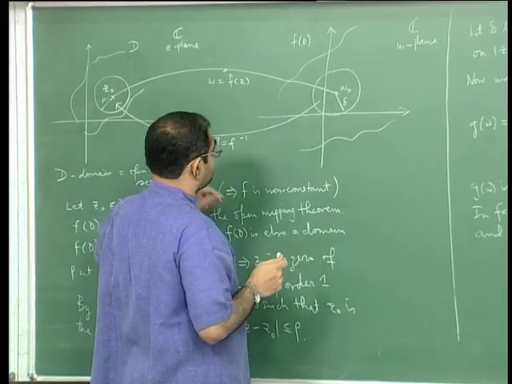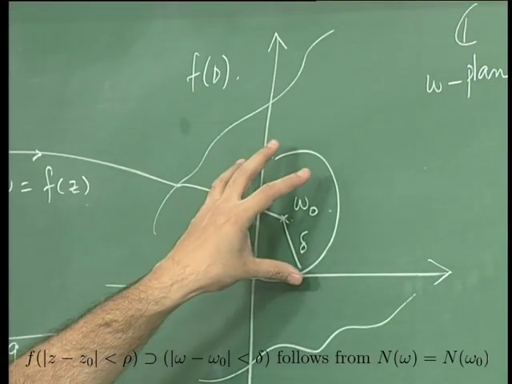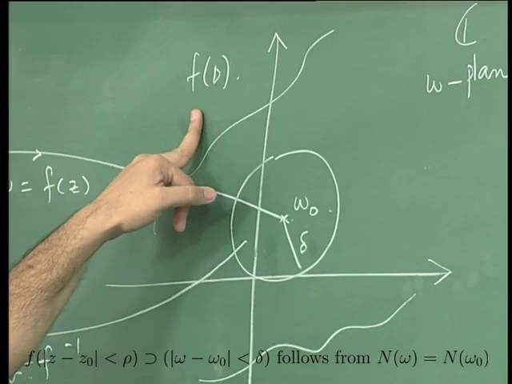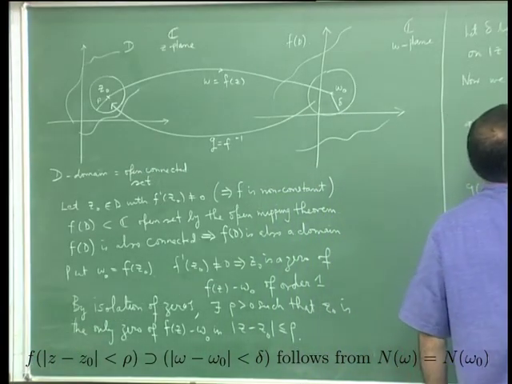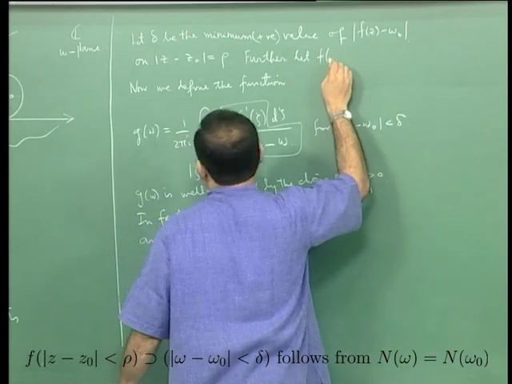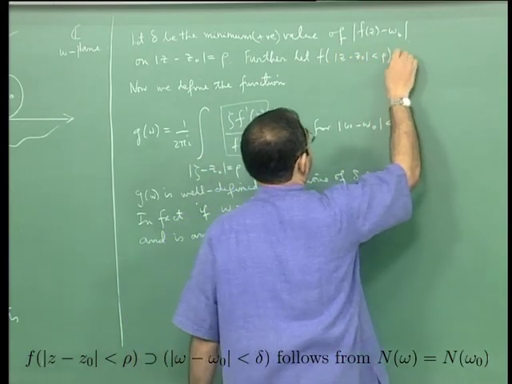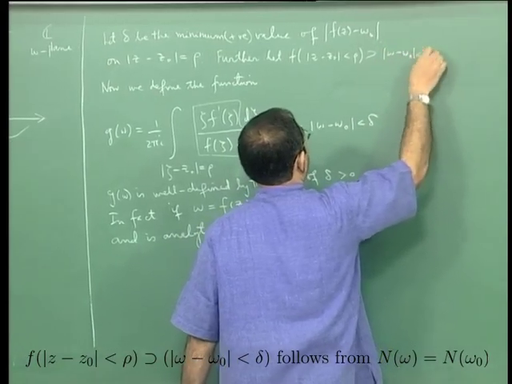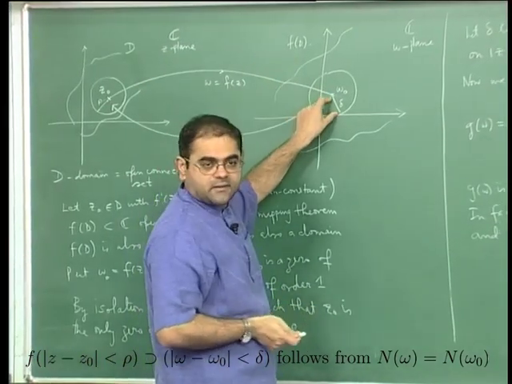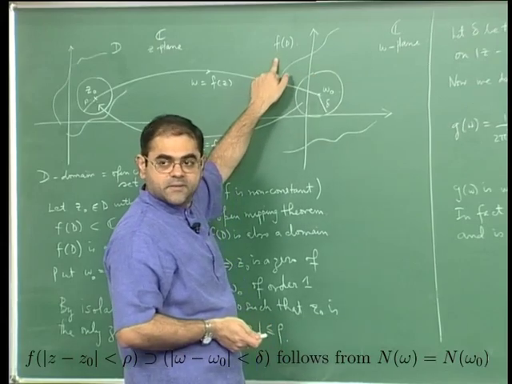If you take the inverse image of this disk under F, so maybe I will be a little careful and say that this disk, I choose delta small enough so that this disk is inside F of D. Perhaps it is not required, but let me further write this: let the image of the disk mod z minus z naught strictly less than rho contain the disk mod w minus w naught less than delta. Let me assume this. So w naught is in the image, and I have chosen a delta, but if necessary let me make the disk delta smaller so that I assure that this whole disk is in F of D. Let me assume that.